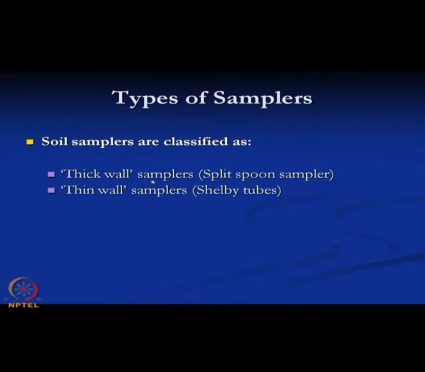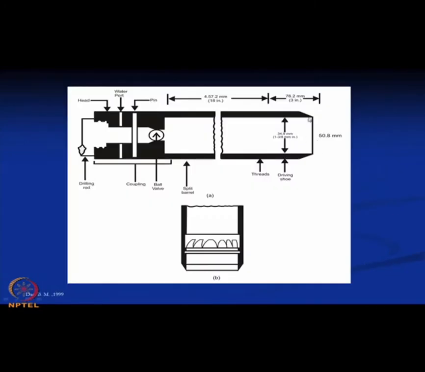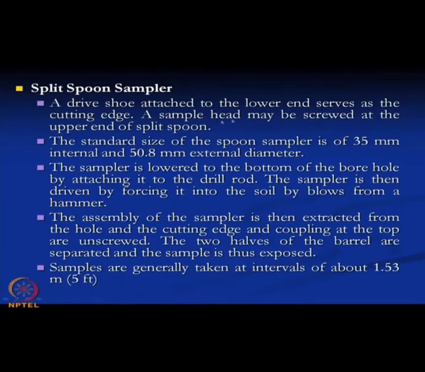So, there are two types of soil samplers. One is the thick wall sampler, that is the split spoon sampler, and another is the thin wall sampler, where it is Shelby tubes. Now, the split spoon sampler has a driven shoe attached to the lower end that serves as the cutting edge. So, this is the typical sampler tube. Here is the cutting edge for the split spoon sampler, and a sample head may be screwed at the upper end of the split spoon.